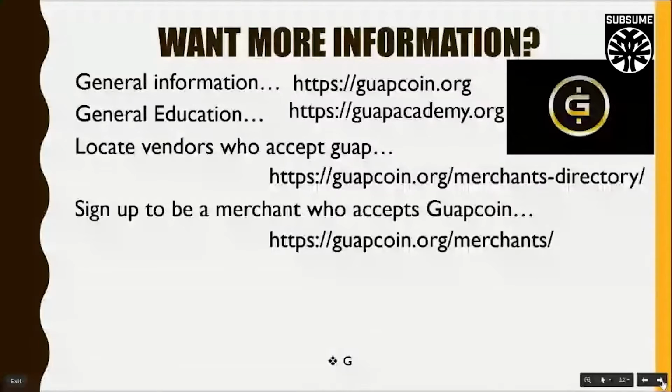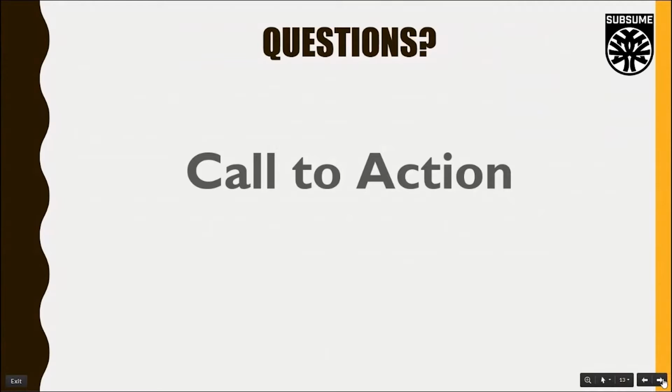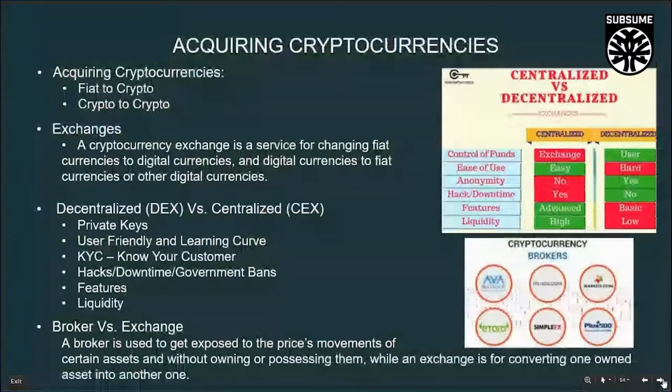We have a list of merchants. As I said, merchants are a huge part of our community. So if you want to know who accepts Guap, you can go to guapcoin.org/merchants. If you are a merchant that would like to be added to our directory, that can happen too by just following the prompts on the page. We are in the process of rolling out a whole new merchant directory. So look for that. Also look out for our new listing of crypto pairs on our new exchange.